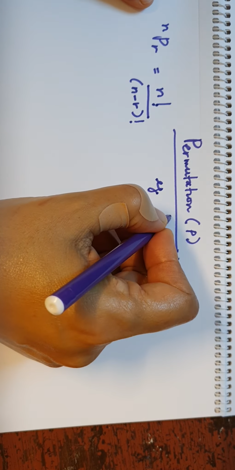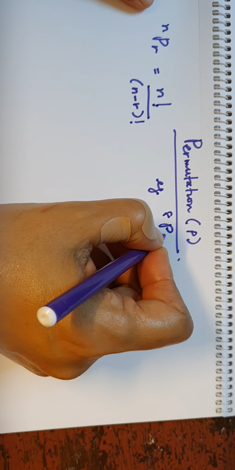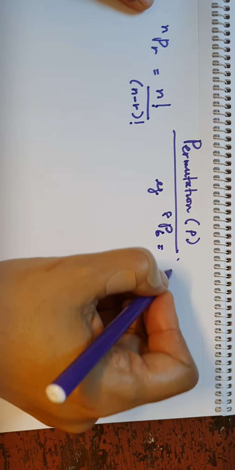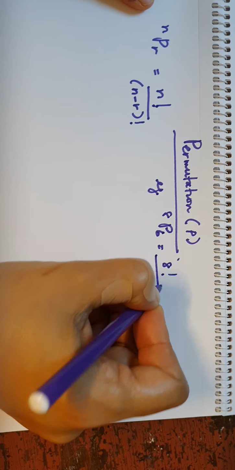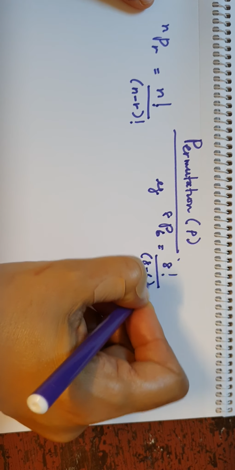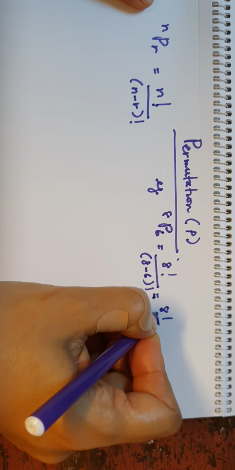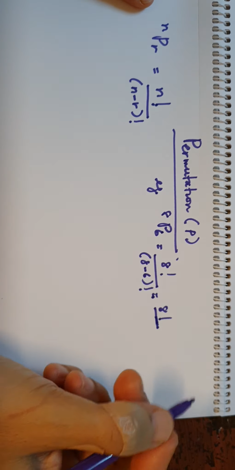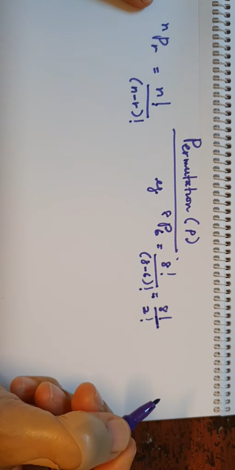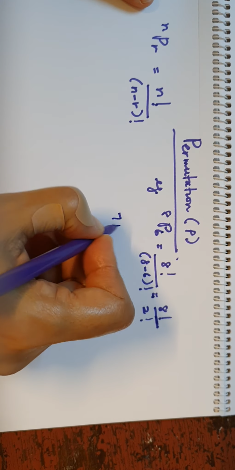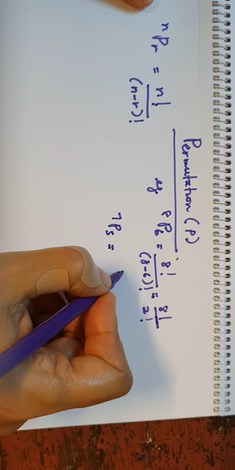Example, let's say you have 8P6. Okay, this is equal to 8 factorial. Below will be, the denominator will be 8 minus 6 factorial. So you have 8 factorial divided by 2 factorial. Okay, what about if you have 7P5? Okay, what do you get?